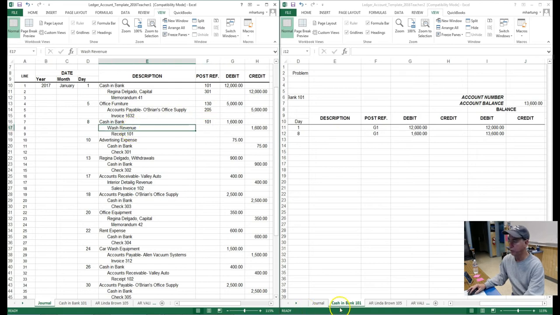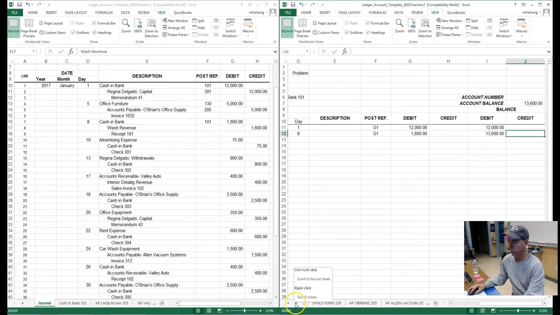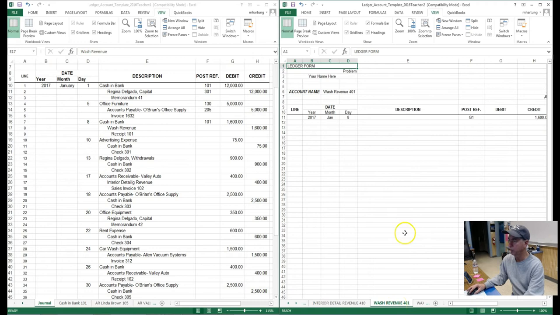Next, wash revenue. So I'm going to scroll through and look for a 400 level account. There it is right there, wash revenue. And it looks like I did post that one. On the 8th, journal page 1, it was a credit of $1,600 because revenue increases with a credit.